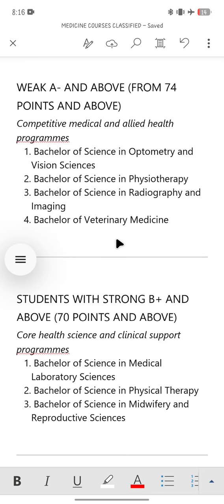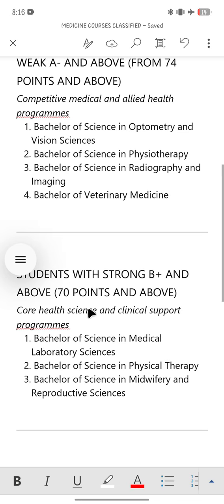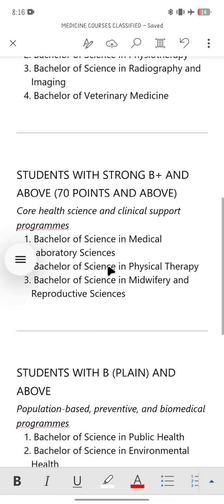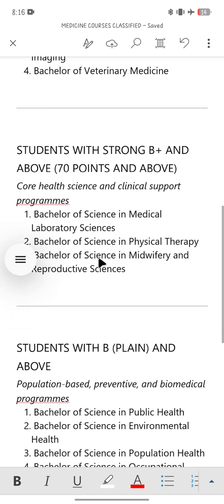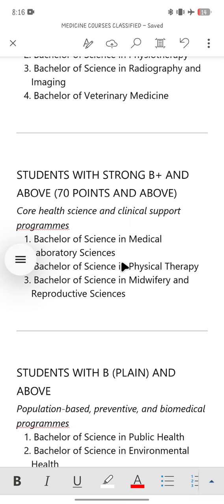We have another group of students with strong B plus and above. That is 70 points and above. That is a strong B plus and above. You can qualify for the following courses. Number one, Bachelor of Science in Medical Laboratory Sciences, Bachelor of Science in Physical Therapy, Bachelor of Science in Midwifery and Reproductive Sciences. Those are courses you can qualify for with 70 and above.